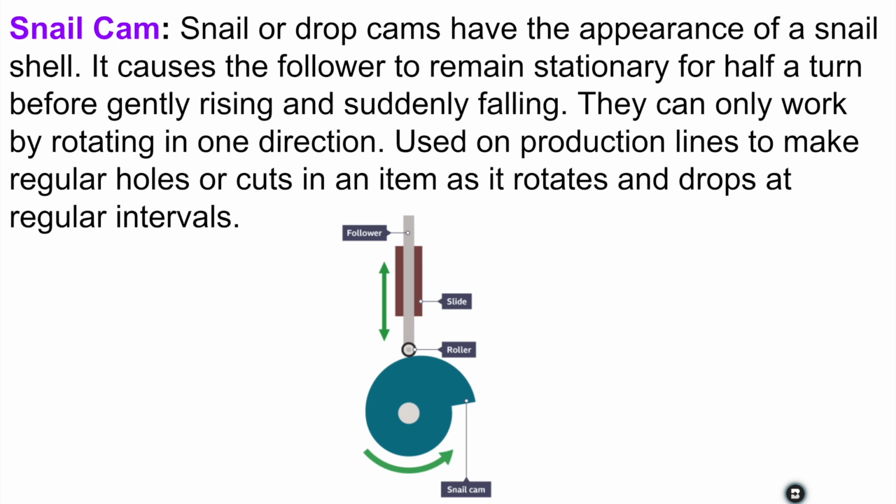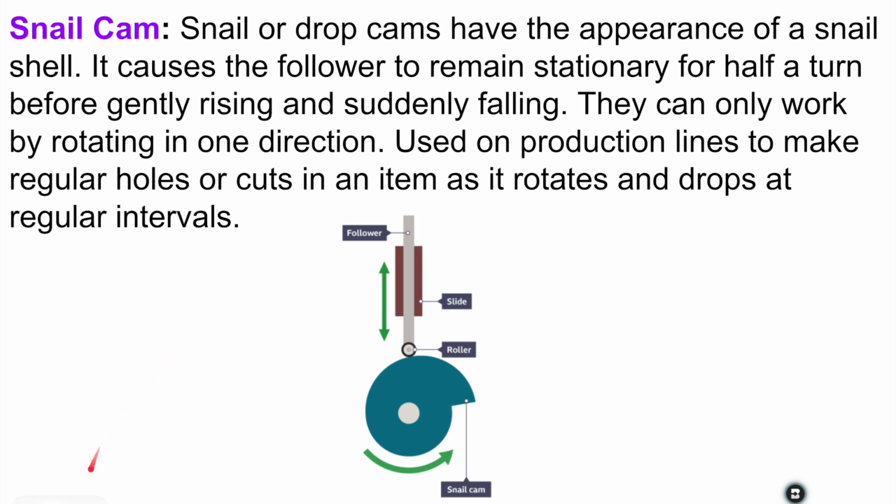A snail or drop cam have the appearance of a snail shell, and you can see that right here. It causes the follower to remain stationary for half a turn before gently rising and then suddenly falling. They can only work by rotating in one direction, so they're a bit like a ratchet. They're used in production lines to make regular holes or cuts in an item as it rotates and drops at regular intervals.